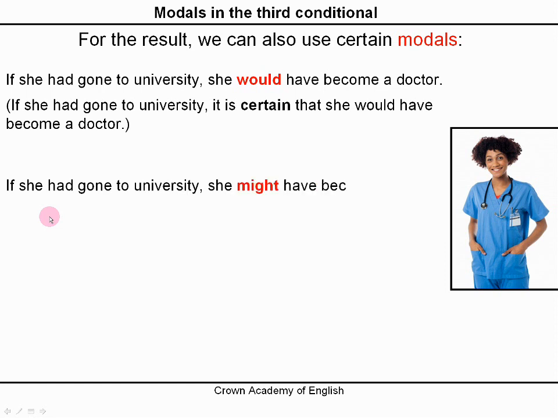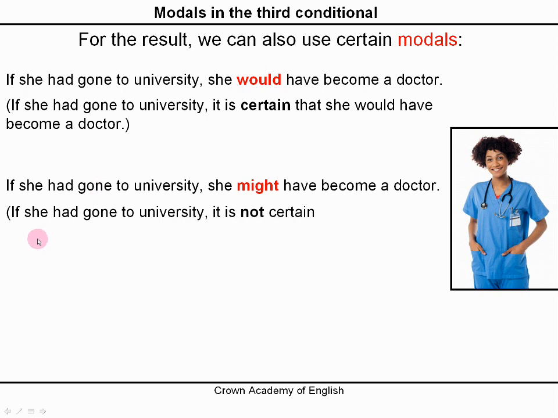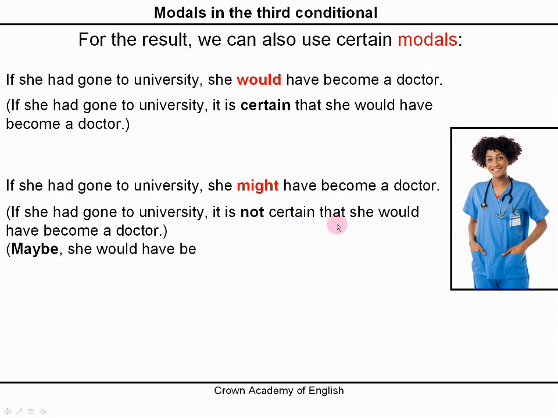If she had gone to university, she might have become a doctor. Might. So what does this mean? Well, this means that if she had gone to university, then it is not certain that she would have become a doctor. It's not certain. Maybe. Maybe she would have become a doctor. Perhaps. But we are not certain. Okay? So the different past is not certain. Here, the different past is certain.